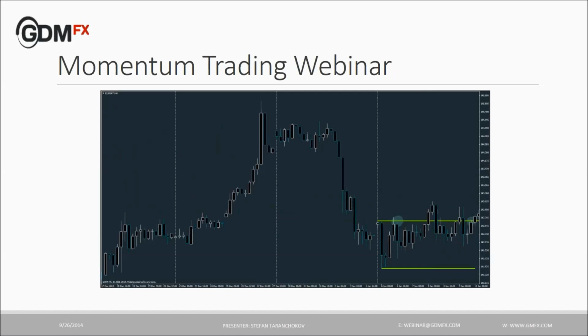Well, this chart is another example of a range. As we can see right here, this level has been acting as a strong resistance. This level has been acting as strong support, and eventually the price might break out. What we're looking for is real breakouts, not fake ones. So of course we can make a good profit.